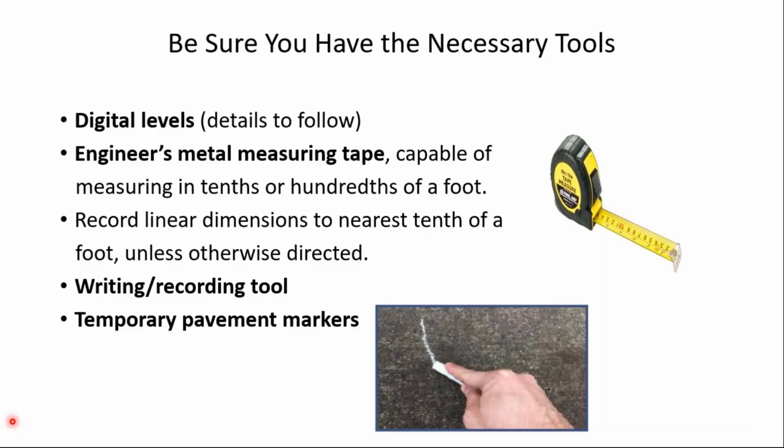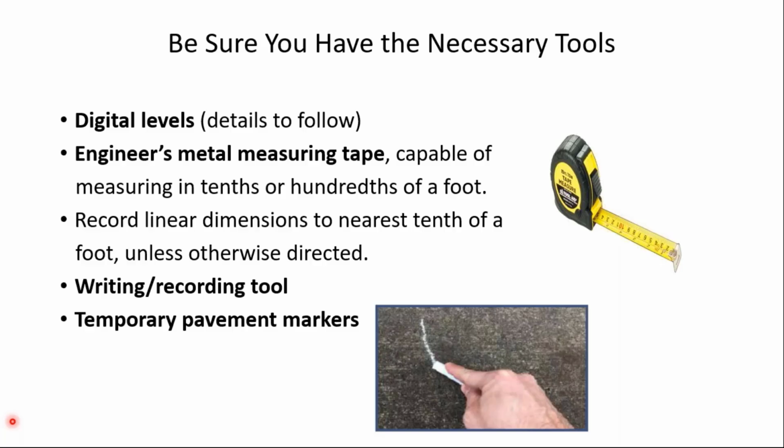Also, be sure you have the necessary tools. We'll talk about levels in a minute, but I would recommend an engineer's metal measuring tape that's capable of measuring in tenths or hundredths of a foot. And I'd record the linear dimensions to the nearest tenth of a foot. Unless your agency has a different policy, then of course follow your agency's policy. Make sure you have some sort of recording or writing tool depending on what you and your agency are using.